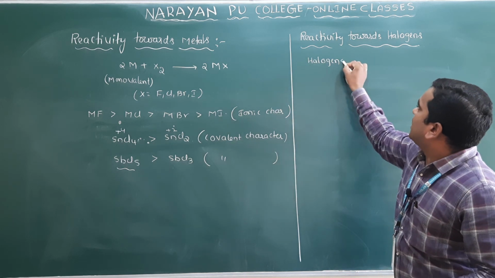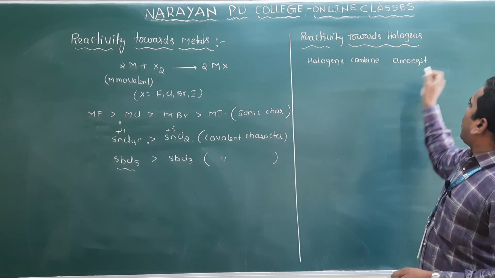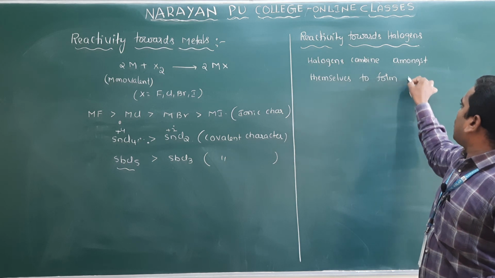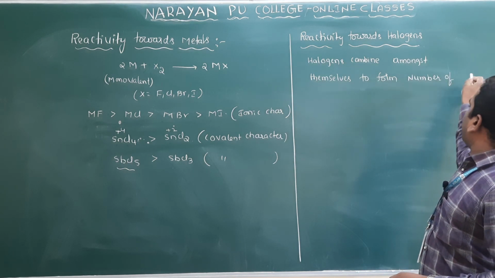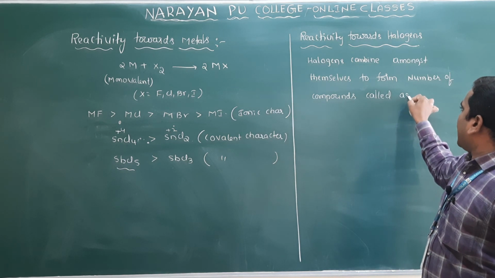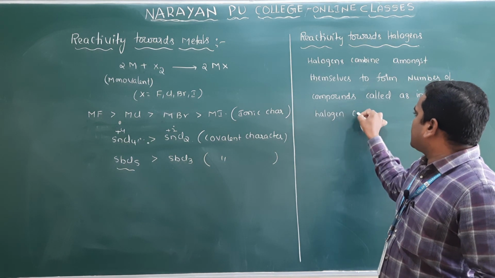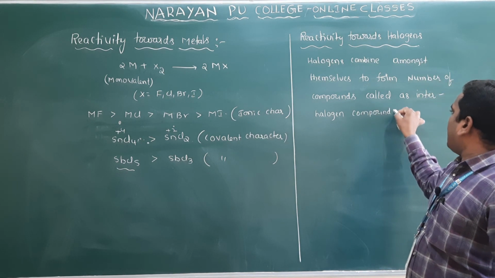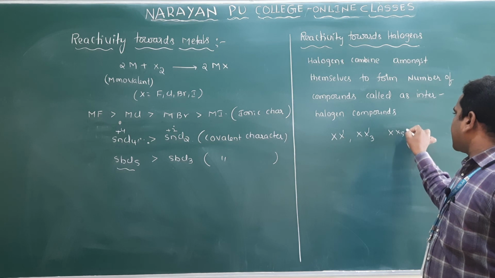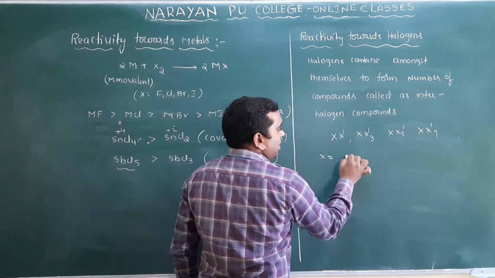Halogens combine amongst themselves to form a number of compounds called interhalogen compounds of type XX'3, XX'5 and XX'7. Clear? Here X means the large size halogen.